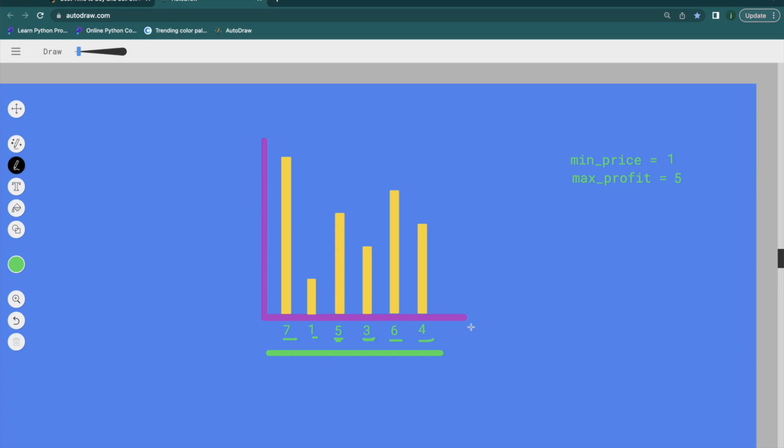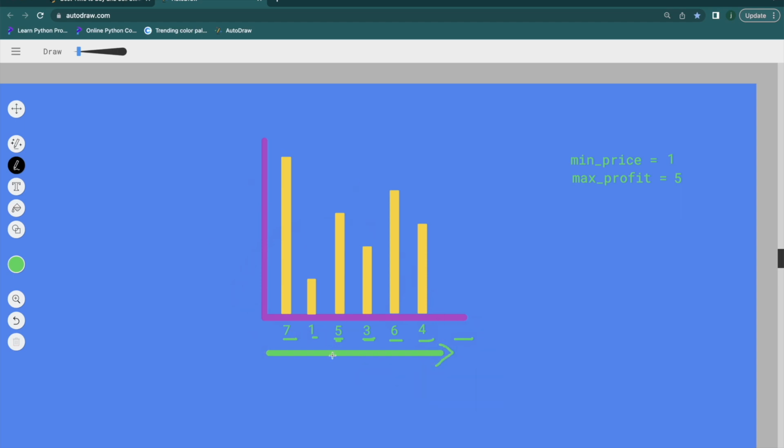So that will be 4 minus 1, that is 3. So is 3 greater than the current maximum profit? No, 3 is not greater than the current maximum profit. So you're just going to continue. And then when you go out of this, you're going to go out of bounds, and then you're going to stop the iteration of the loop.